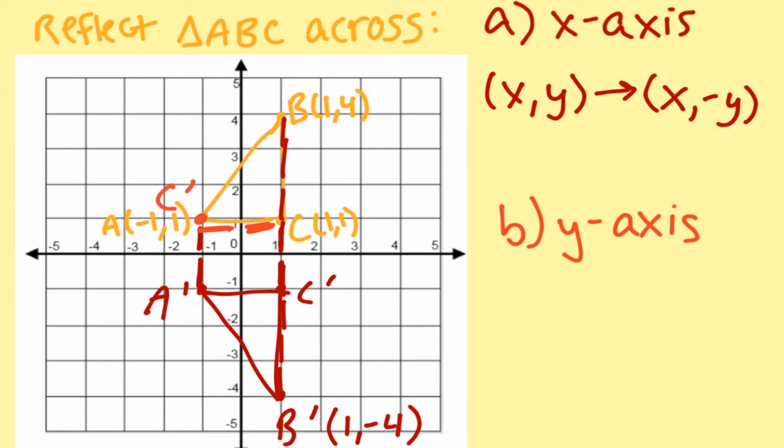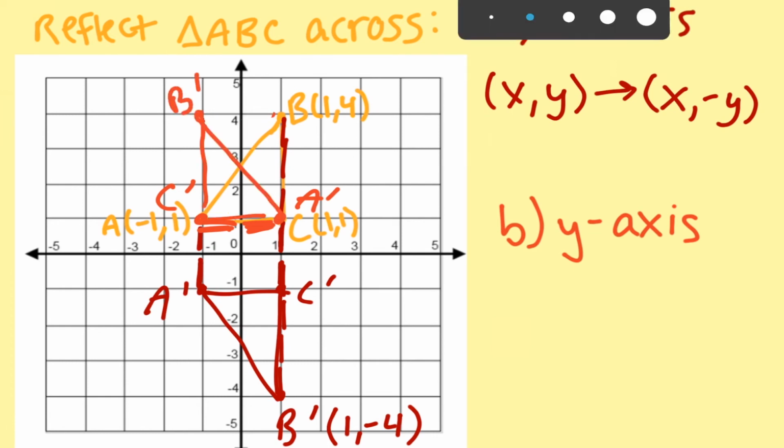For A prime, we count 1 and we get to the line of reflection, so we can count one more, and that will be A prime. B, we make a perpendicular line to the line of reflection again, and we counted 1, so we're going to count one more, and that's B prime.